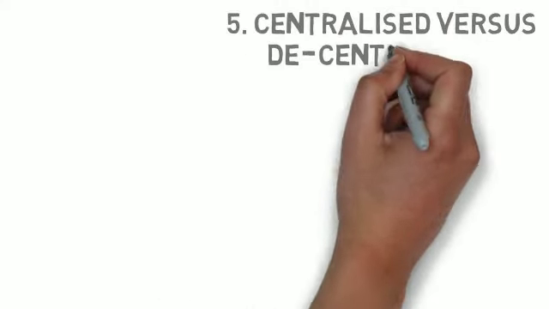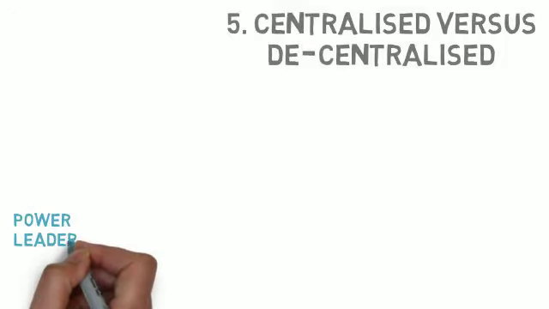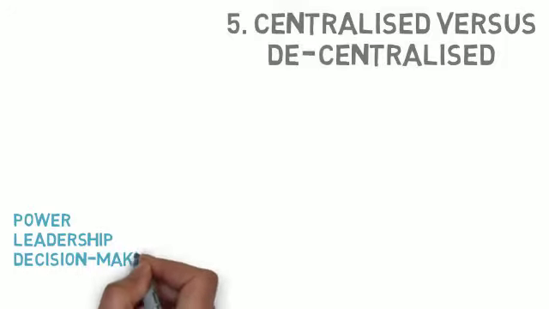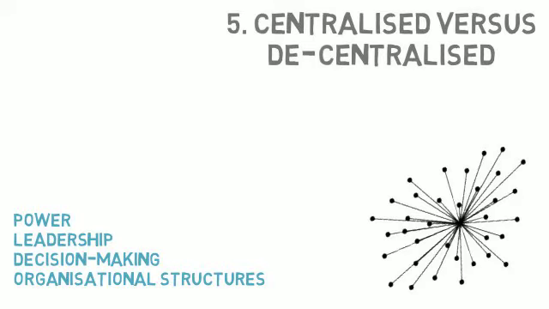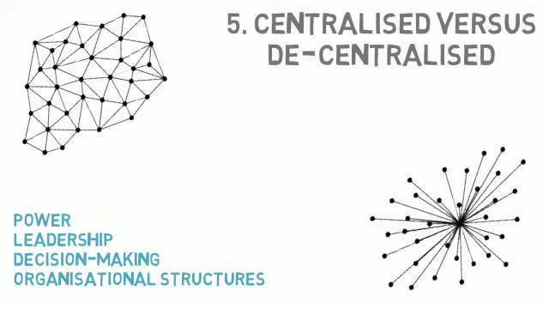Lens number 5. Centralized versus decentralized. When it comes to how centralized decision-making, leadership and organisational structures are, there's enormous variation within religions. The Roman Catholic Church is highly centralized, whilst the Pentecostal movement is highly decentralized. Within Shia Islam, Ismailis have a centralized structure with a single hereditary leader, the Aga Khan, whilst the Twelver branch of Shia Islam is far less centralized.